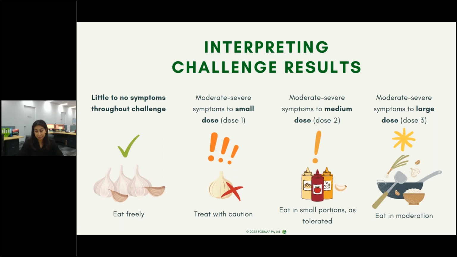symptoms are past. If the individual has moderate to severe symptoms in dose 2, that means they can eat it in small portions or as tolerated, and this may involve skipping a day in between those meals. And lastly, if they had moderate to severe symptoms at the large dose, which is dose 3, that means they can enjoy it in moderation, or if they have any symptoms at all, again, enjoy it in moderation.